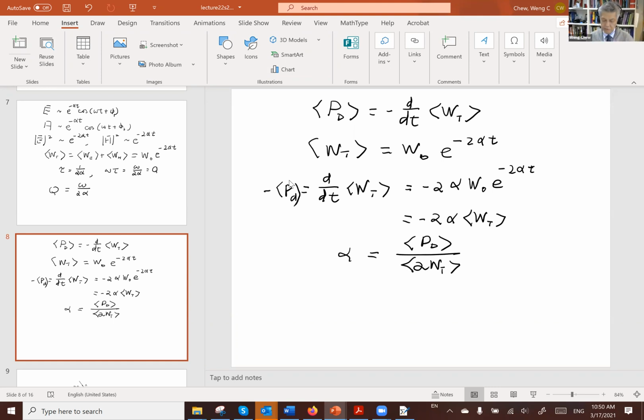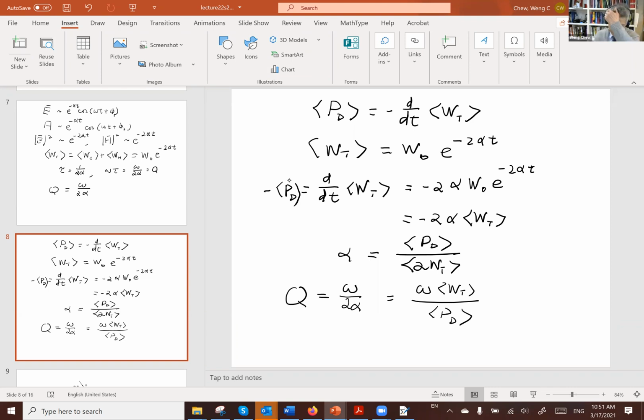So if you know the dissipated power and its time average inside the cavity, then alpha can also be estimated by this formula. Then the Q is given by omega divided by 2 alpha, which was the previously derived formula. And then if you plug that in there, you will get that Q is omega WT over PD.